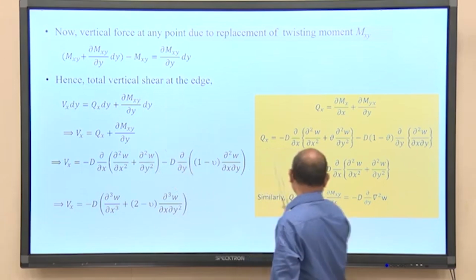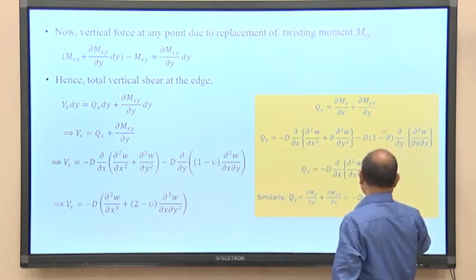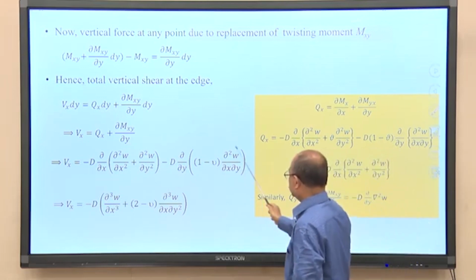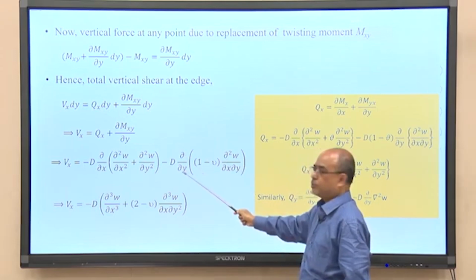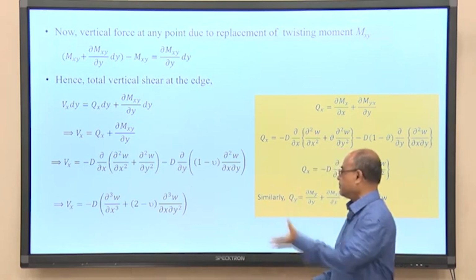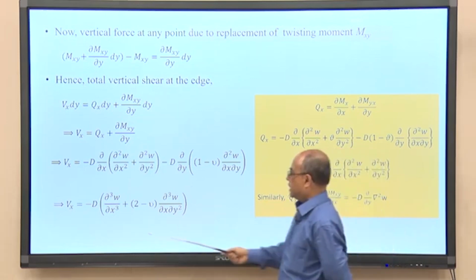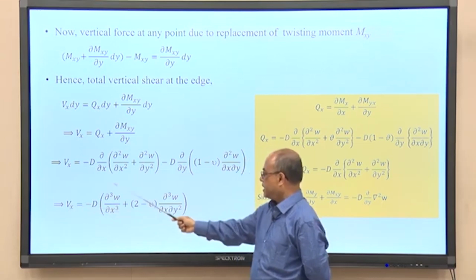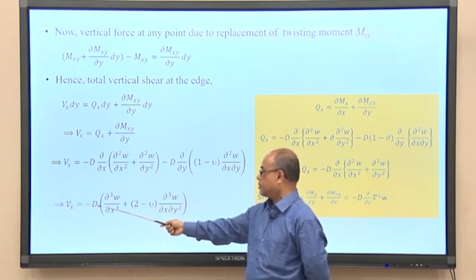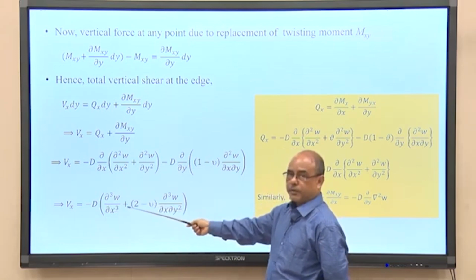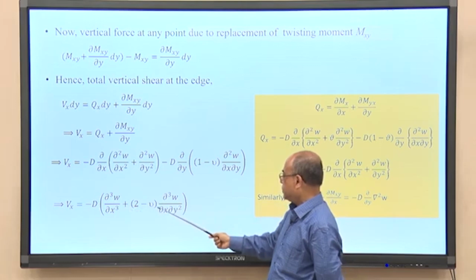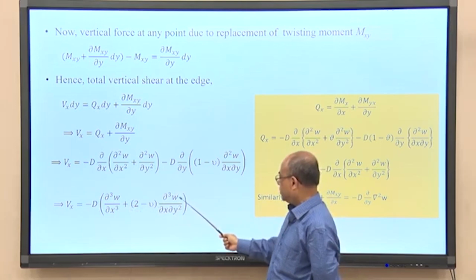And d m x y, you know that the expression for d m x y is this term multiplied by this term. So, I have brought this expression for d m x y and differentiated this with respect to y. After differentiation and rearranging, you will find that S shear gives a very interesting expression, that is S shear is equal to minus D, third derivative of w with respect to x plus 2 minus nu, third derivative of w with respect to x and y square.